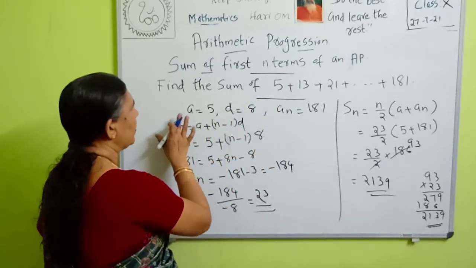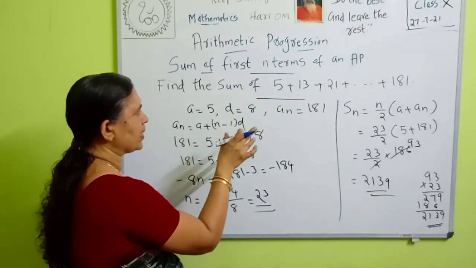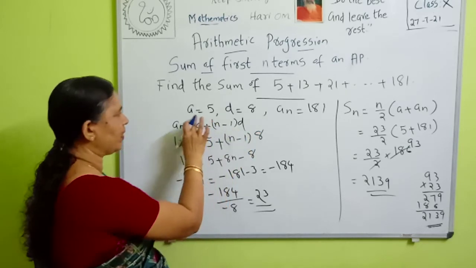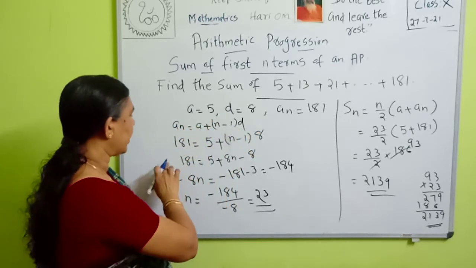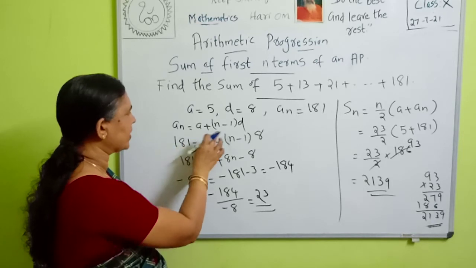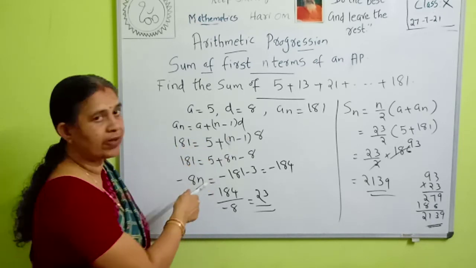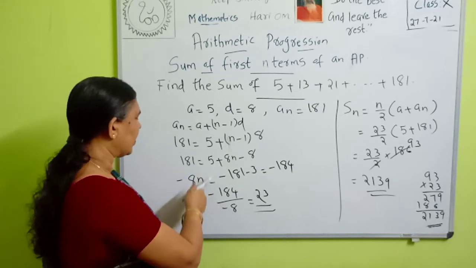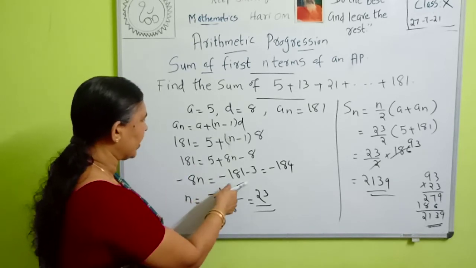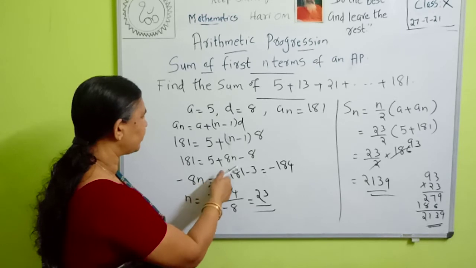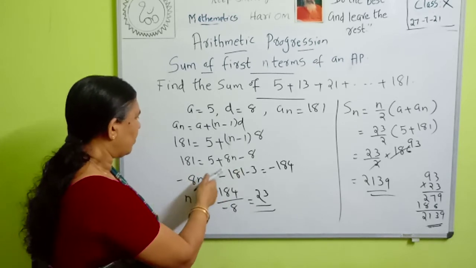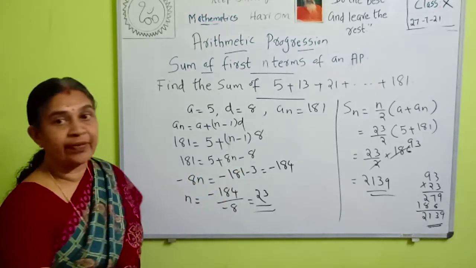So here, the sum of 5 plus 13 plus 21 plus etc. up to 181. Here first we find the n. An is equal to a plus n minus 1 into d. Then 181 is equal to 5 plus n minus 1 into 8. Substituting the values, what we get? Minus 8n is equal to minus 184. Then n is equal to minus 184 by minus 8.